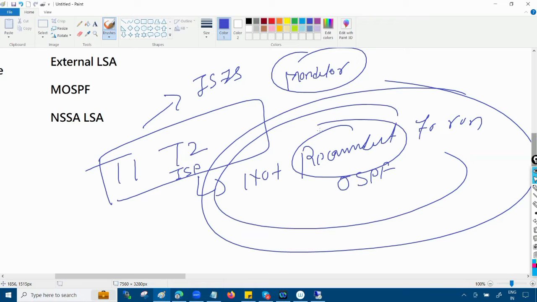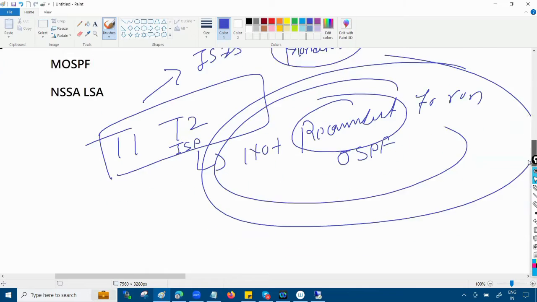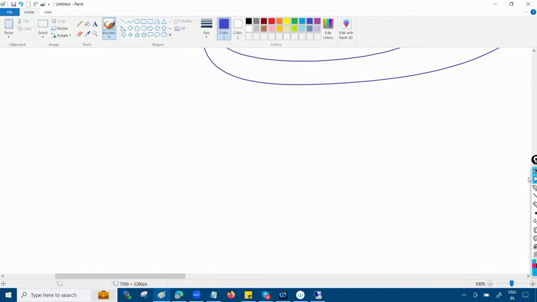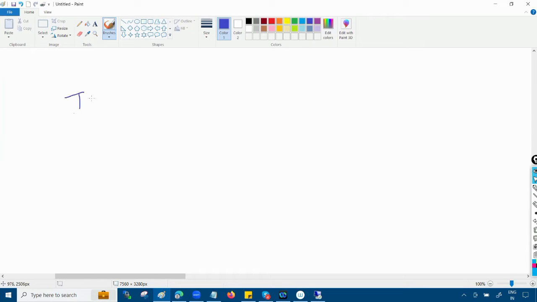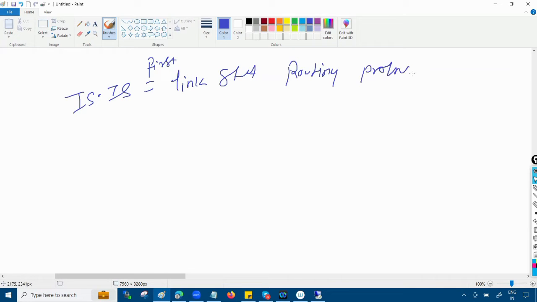Now you may have a question: okay, these are my problems, so to avoid these problems, was the IS-IS protocol introduced? No, it's not like that. Do you know one thing? IS-IS was the first link state routing protocol. It's not the second one. After IS-IS, OSPF came into the picture.